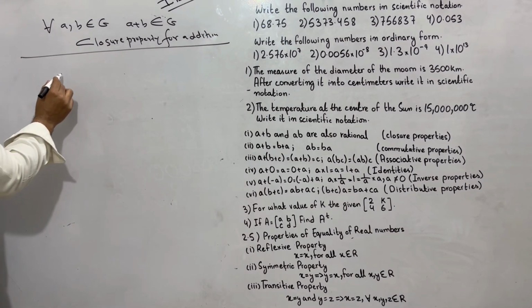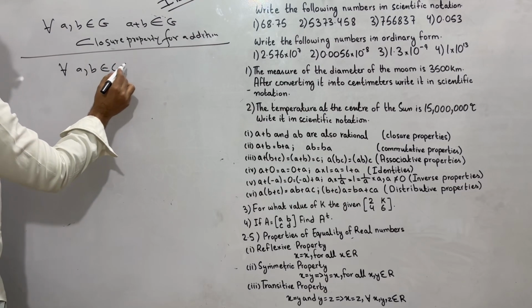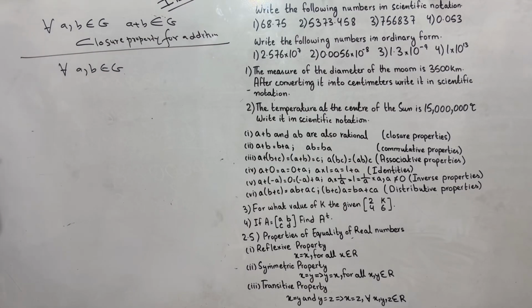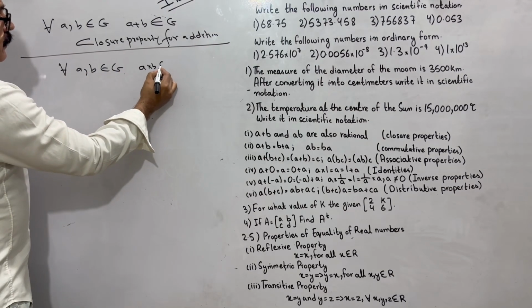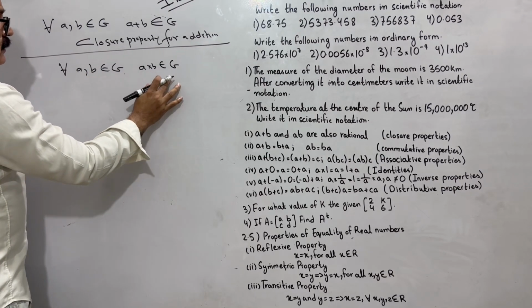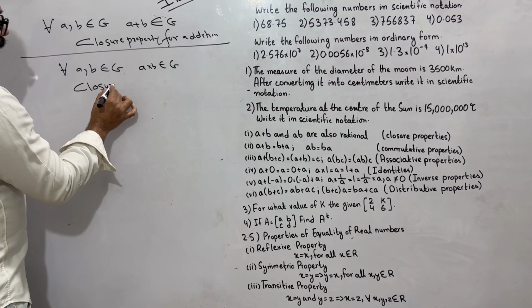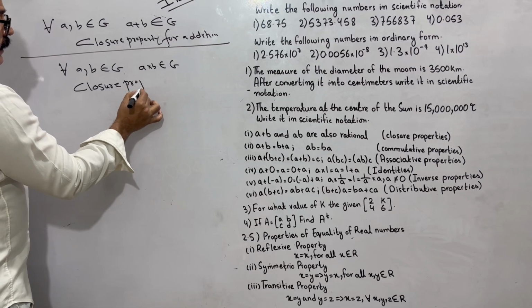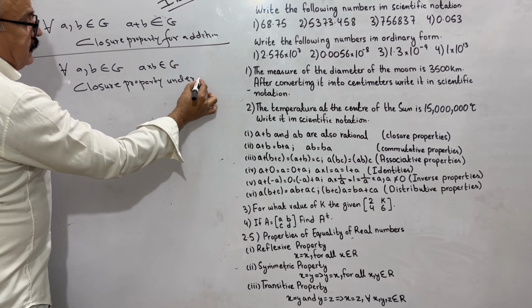While for all a, b belonging to G, taking any elements at random from G and multiplying them, their product also belongs to G. It is also known as closure property under multiplication.